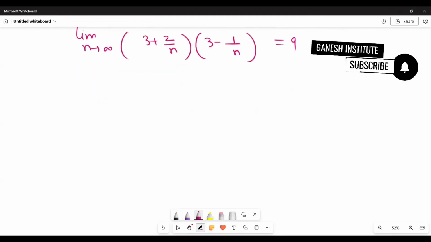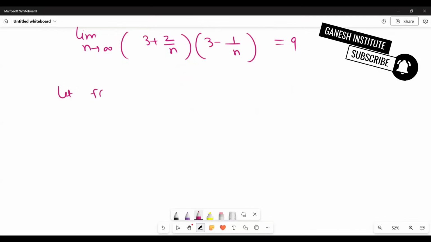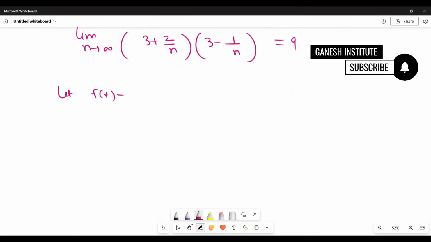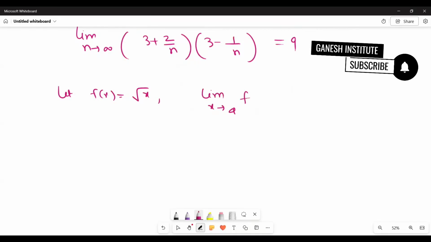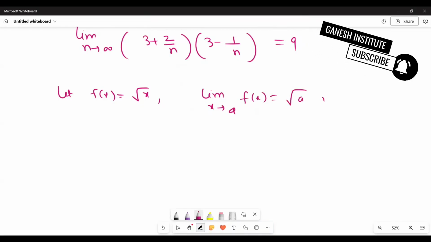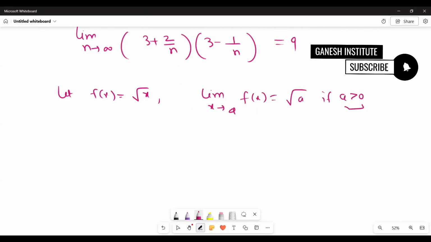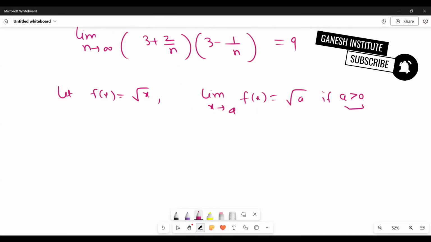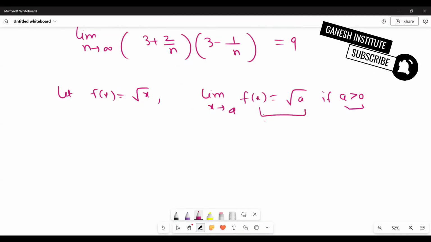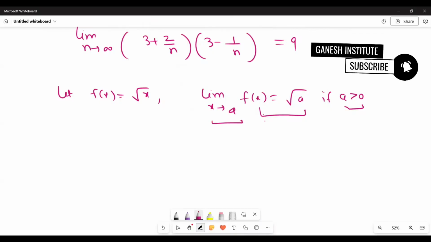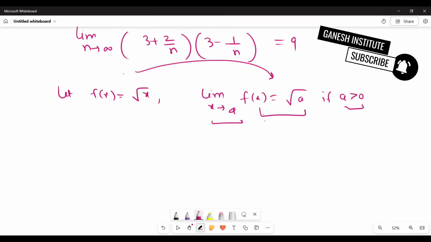which is: let f(x) be root x, and you have to prove using the definition that limit x tends to a of f(x) equals root a if a is greater than 0. Again, it is tending to infinity. a is greater than 0. I don't know the upper bound. So by definition, I need to say if f(x) is root x, then f(x) is root a also.